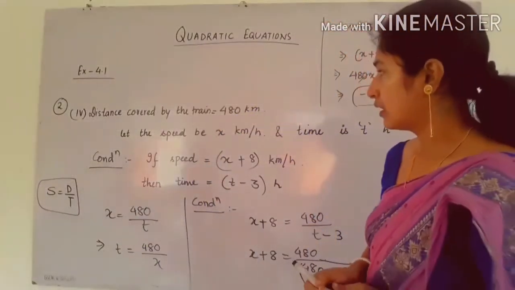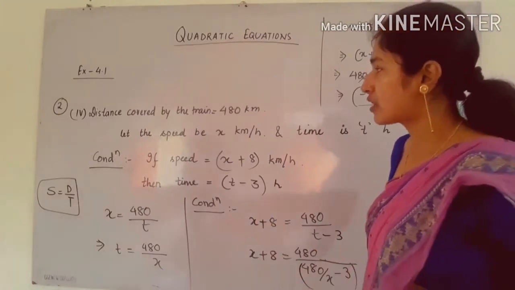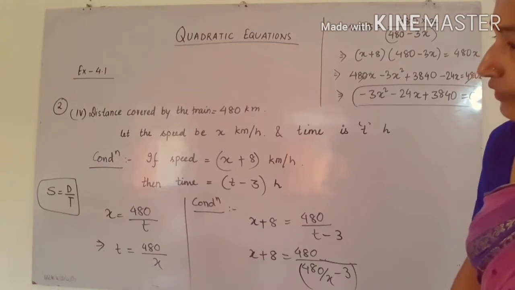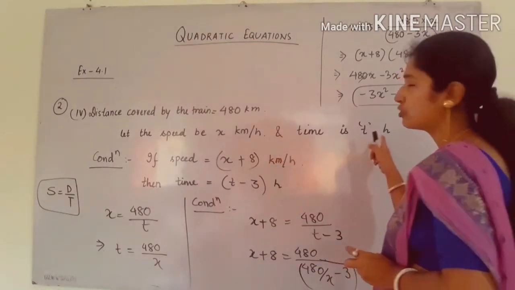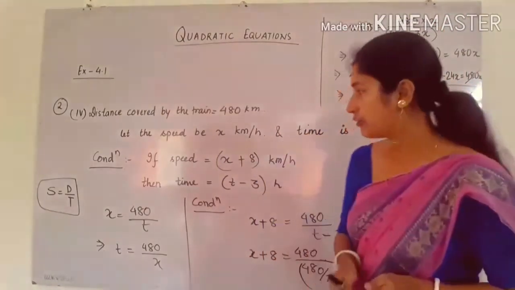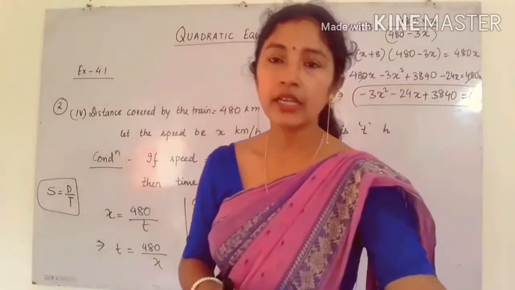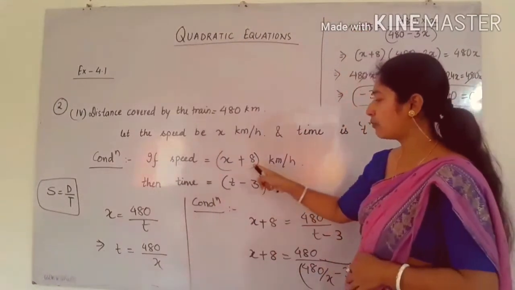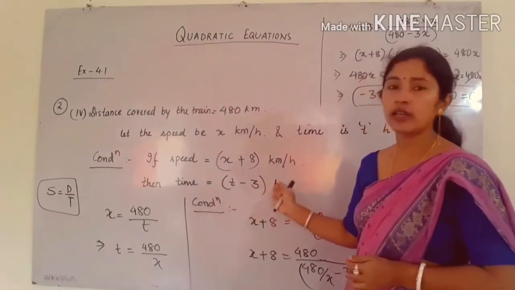So see, here are the two conditions. The first condition is that the distance covered by the train is 480 km. So we have taken the speed as x km per hour and the time as, suppose, t hour. Okay. Another condition given is that if the speed is 8 km per hour more, then the time taken by the train will be 3 hours less.